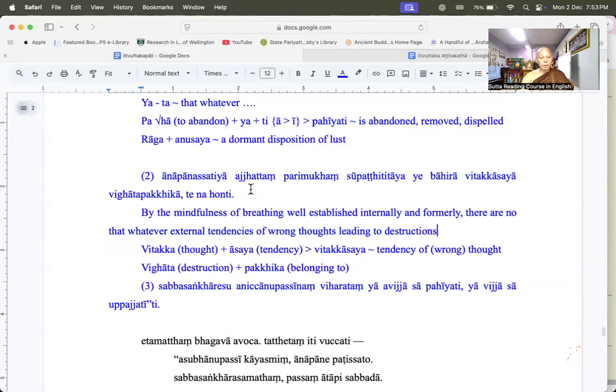Destruction in this way. So there are no such... okay, so that whatever is done, a tendency or round of thoughts. Maybe this one can be omitted, that is just sentence structure. So external tendency or round thoughts leading to the destruction in this way can be.